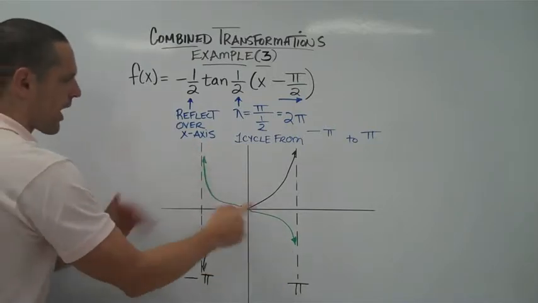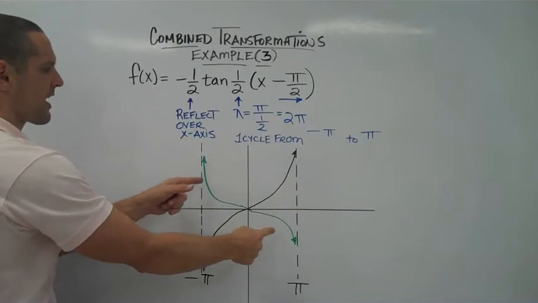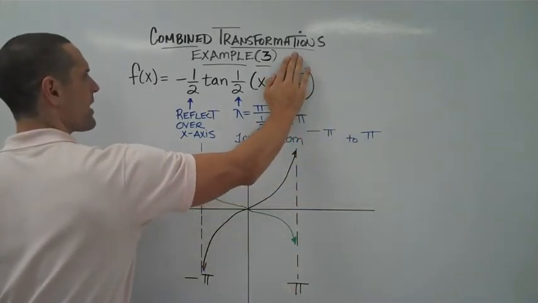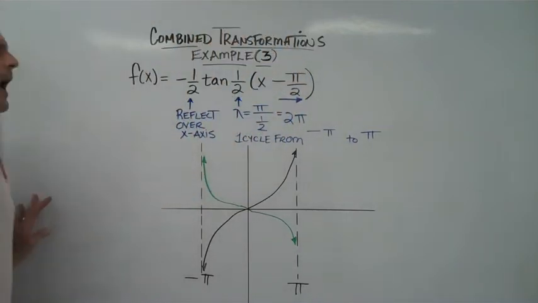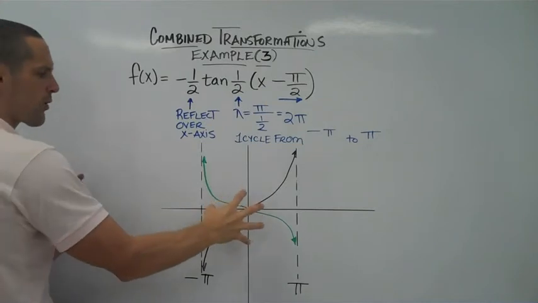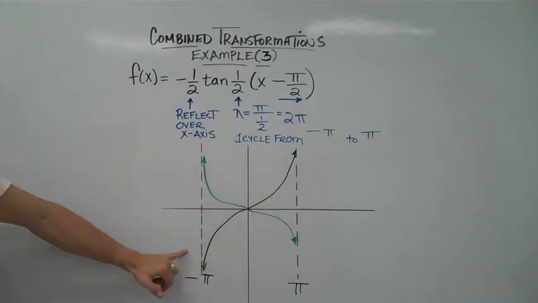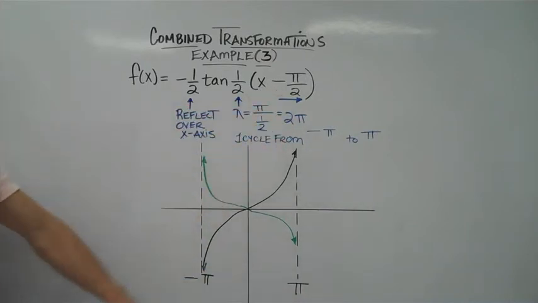It's going to be squat, and it's going to be flipped over the x-axis. Now, that would be this function here without any horizontal transformation. I have to add in a negative pi over 2, which is going to push me this way. So I take this whole graph and I move it over pi over 2. So this isn't our final answer. I still have to account for that, but you can do that on your own.